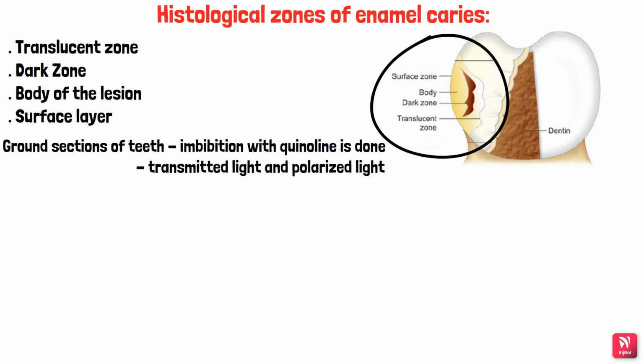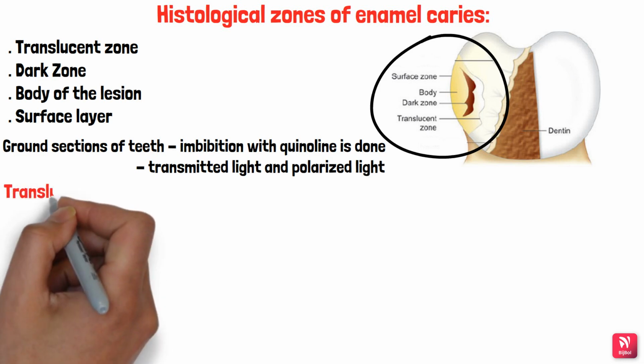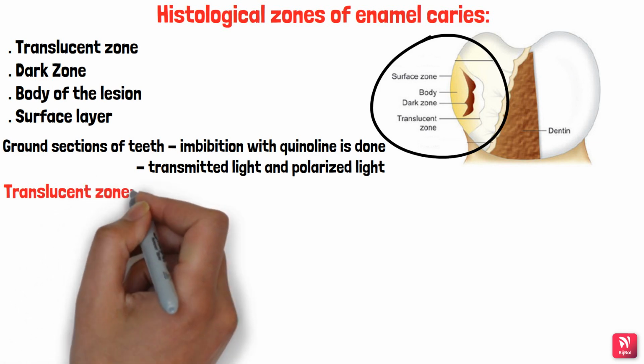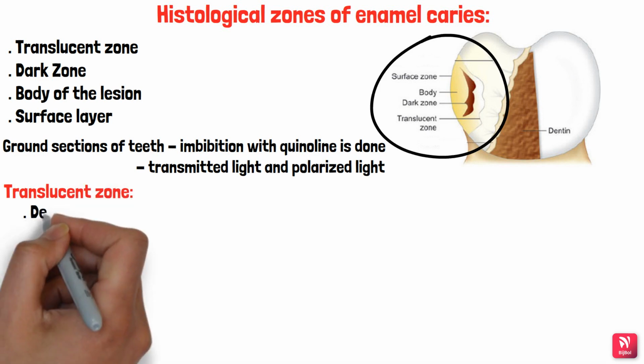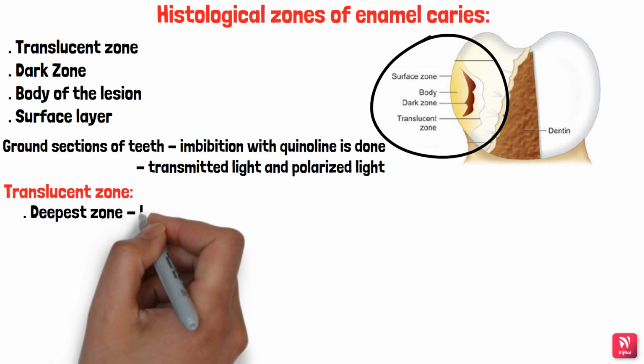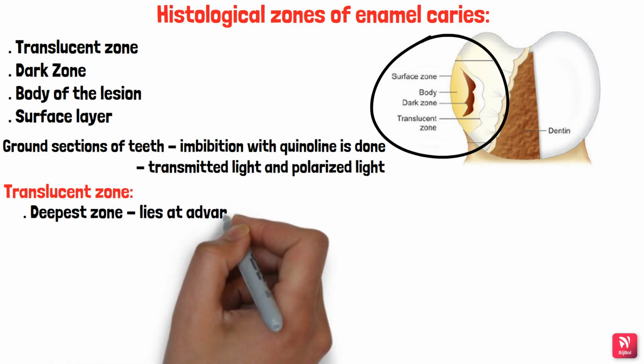So why quinoline? Because it has the same refractive index as that of enamel. These ground sections are viewed both under transmitted light and polarized light. Then we can know the different variations which are seen under each zone. So firstly we will see about the translucent zone.